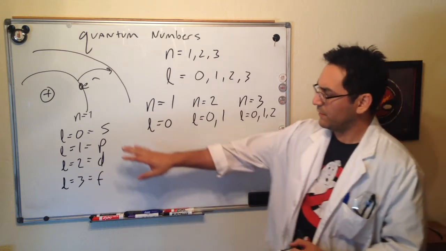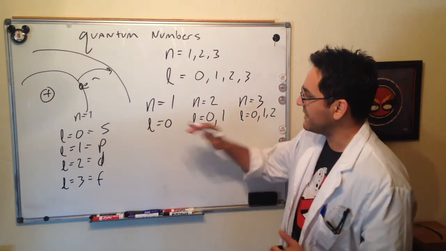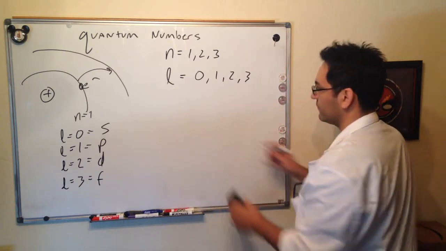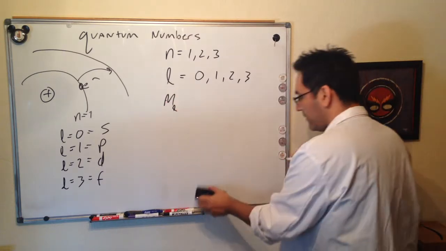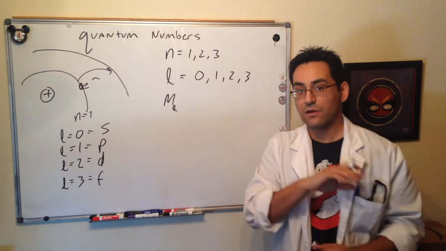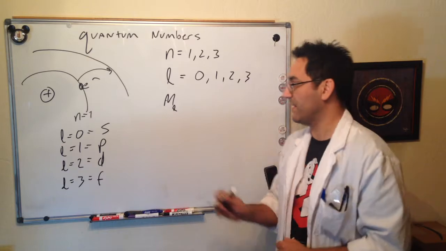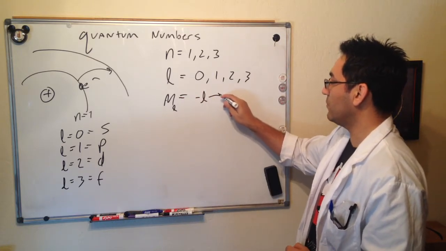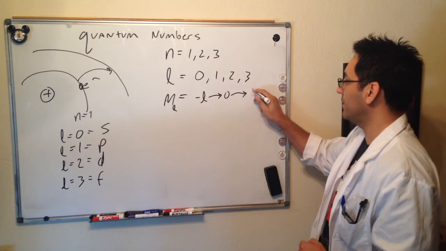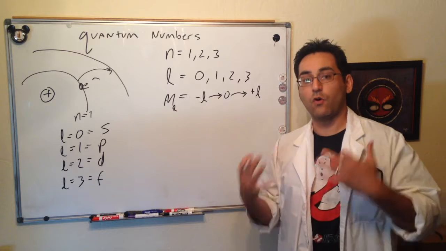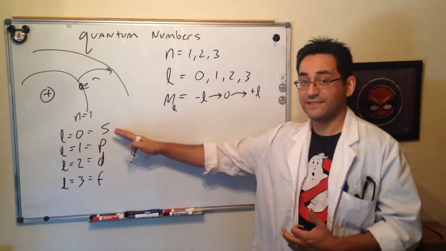Now, the next quantum number is ml. And this has values of everything from negative L all the way to positive L. So this can be negative L all the way through 0 to positive L. And this really tells you how many orbitals there are of this type.